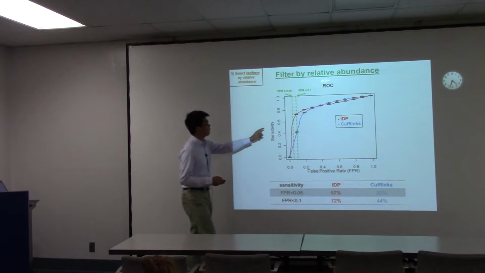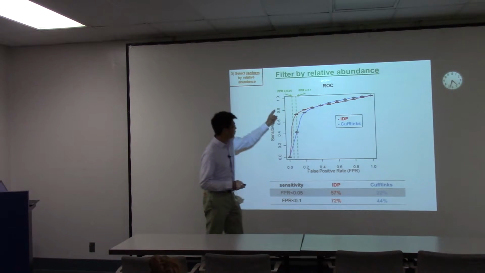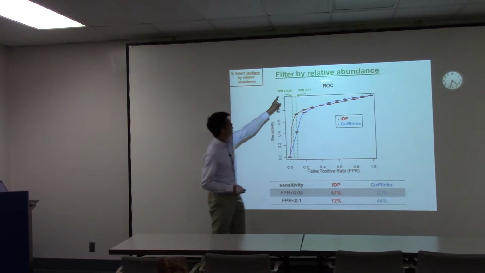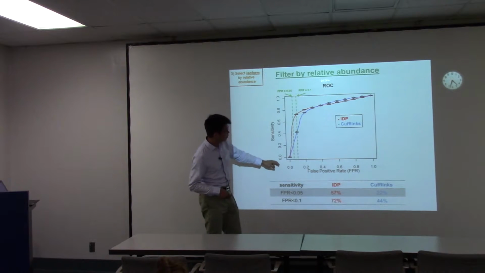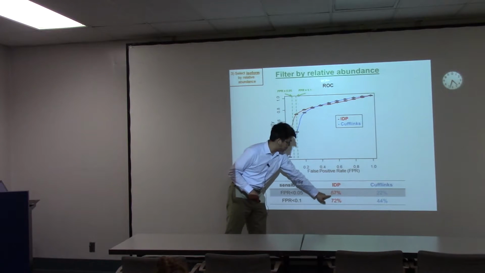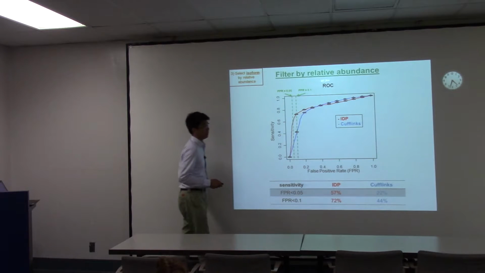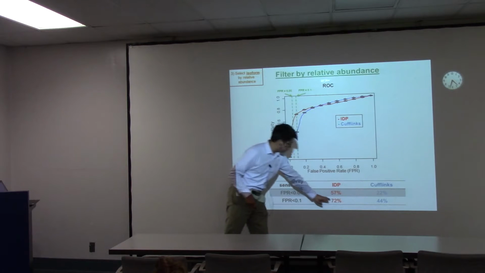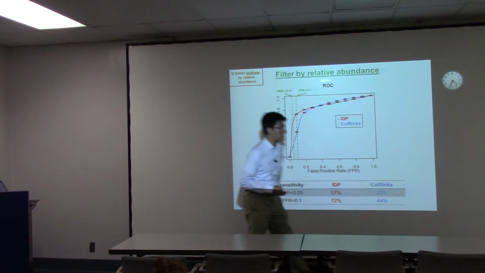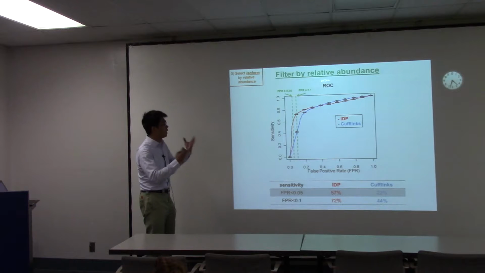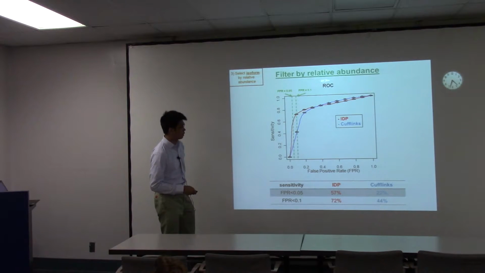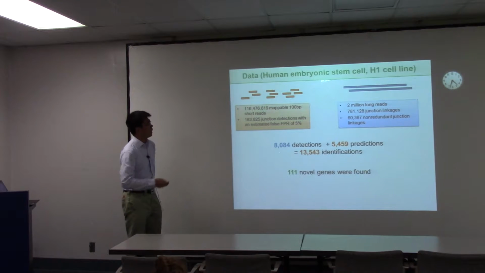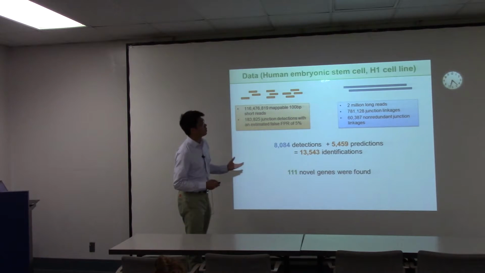Then we use it as a classifier parameter to check the sensitivity when we control the false positive rate. When we control the false positive rate to about 5%, IDP gives you a sensitivity of about 60%, but coupling gives you about 22%. And when we relax the false positive rate to about 10%, we have about 72, and coupling has about 44. So when you have very reliable isoform reconstruction results, coupling gives you very poor performance. And we applied our methods to the human embryonic stem cell H1 cell line.